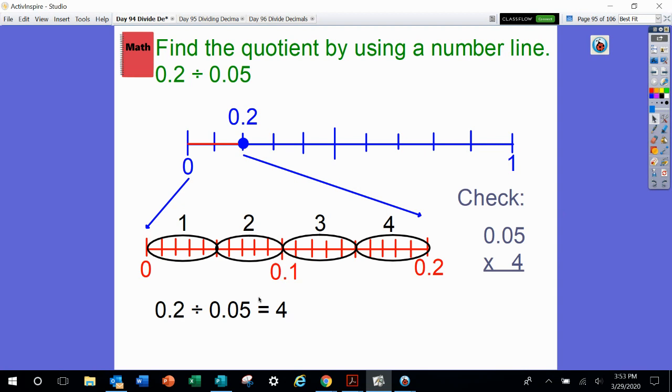I can check that using my divisor and my quotient. 5/100ths times 4 gives me 20. 2 numbers behind the decimal point gives me 2/10.